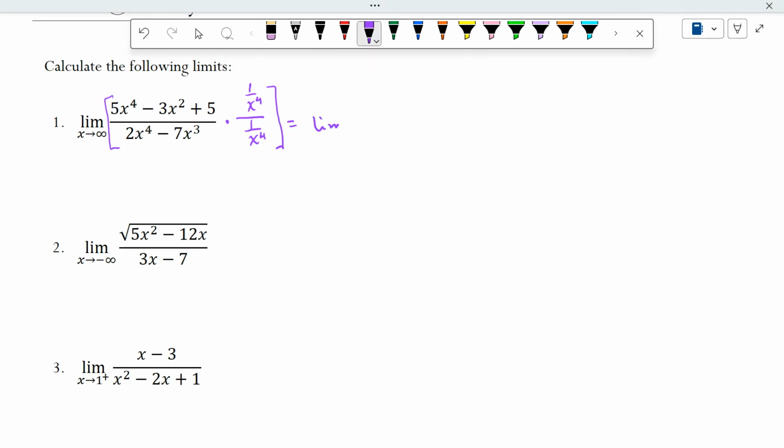So what this is going to get me is the limit as x approaches infinity of 5 minus 3 over x squared plus 5 over x to the fourth, and then I have 2 minus 7 over x. And then when I take that limit, all of those numbers over a variable to a power go to 0.